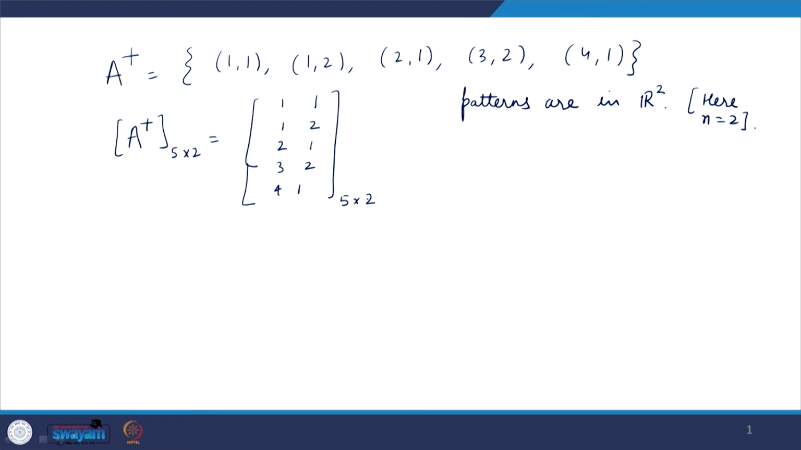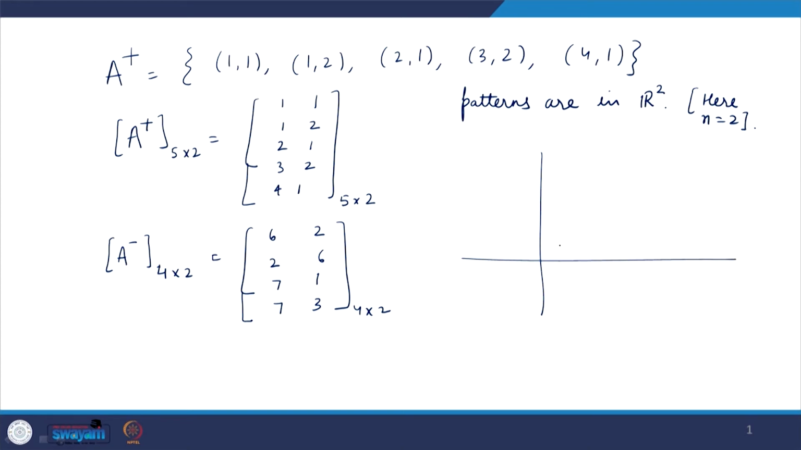Okay. Now, if you take another class A minus, suppose it is of order 4 cross 2, which is given by 6 2, 2 6, 7 1 and 7 3. It is 4 cross 2. So, here I am considering two classes, this by label +1, this by label -1. There are 5 patterns belonging to A plus class or +1 class, and there are 4 patterns belonging to -1 class.